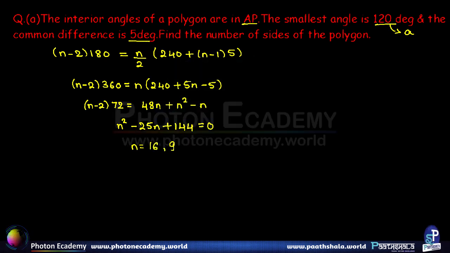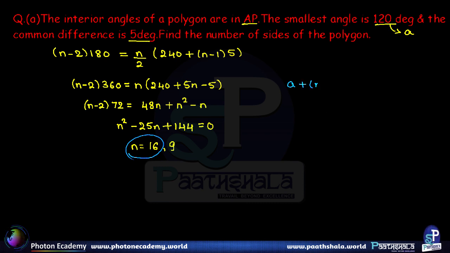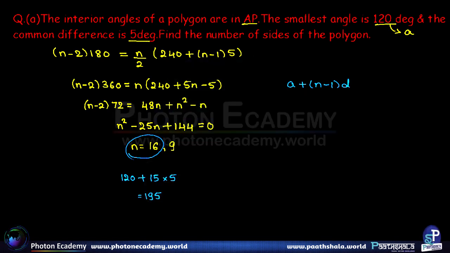Okay. So first let's check for n is equal to 16. So this is the last term of the AP. We know that any term of the AP is calculated in the form a plus n minus 1 d. Okay, so using that formula over here we have 120 plus 16 minus 1 into 5. So that is 195. Okay. And we know that the common difference is 5 degrees. So obviously there will exist an angle of 180 degrees between 120 and 195.